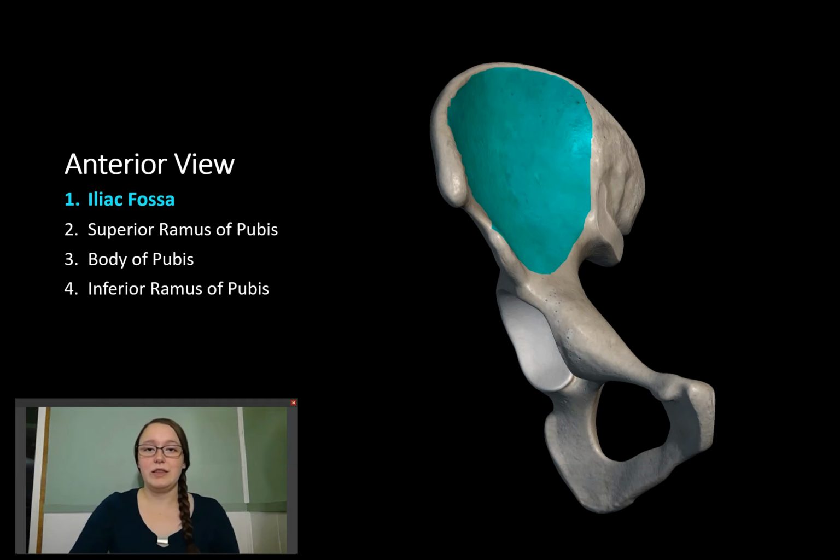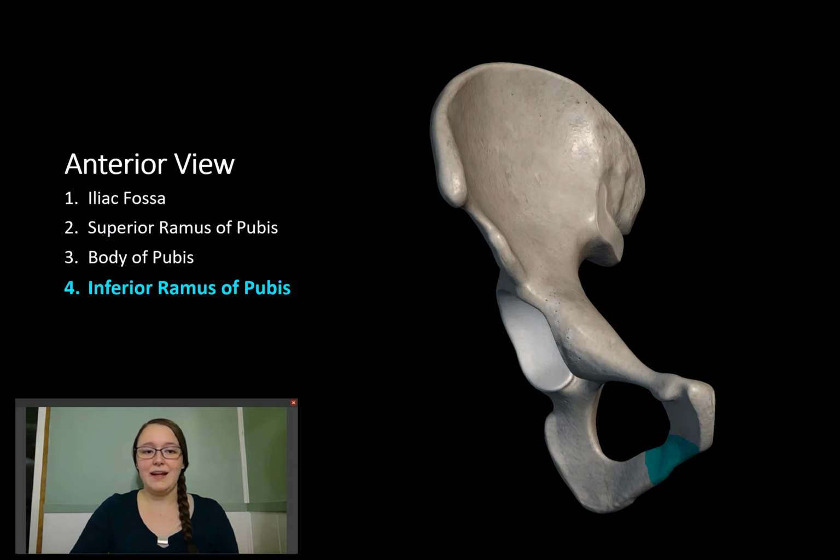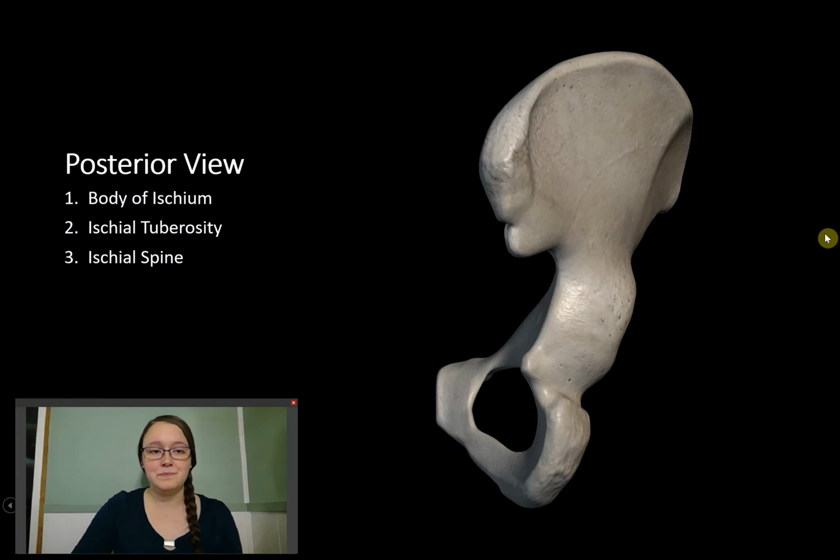And then we're going to look at the pubis. So the pubis has two branches. One is the superior ramus of pubis, and the other is the inferior ramus of pubis. And in the middle, you have the body of pubis. Now, with the inferior ramus of pubis, notice that it stops about halfway down that branch, and that's because the other half of that branch is part of the ischium, not the pubis.